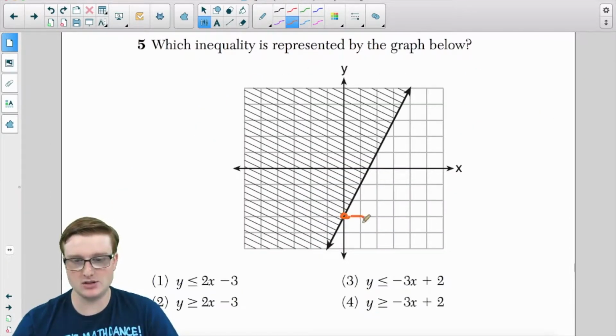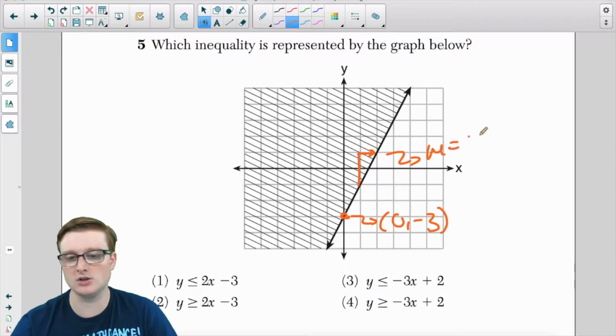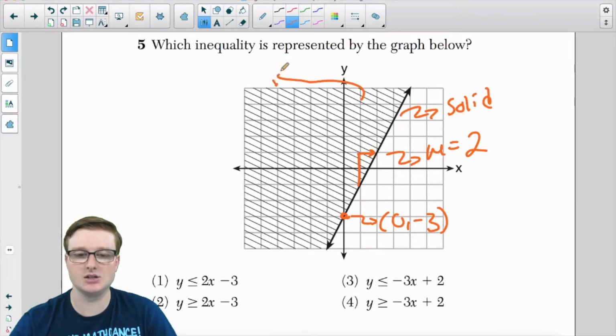So let's talk about this. This has a y-intercept of (0, -3). The slope is up 2 and to the right 1. So your slope is 2. This is a solid line, and it is shading above.